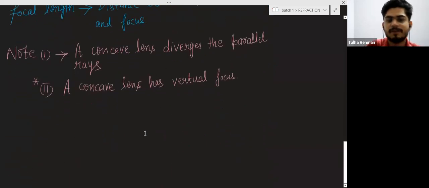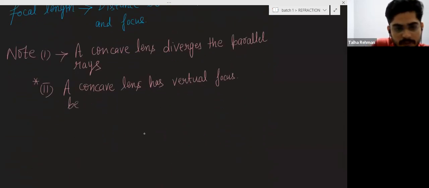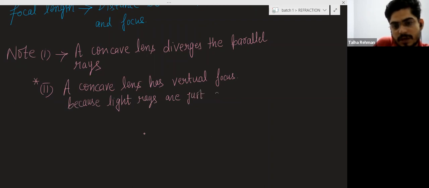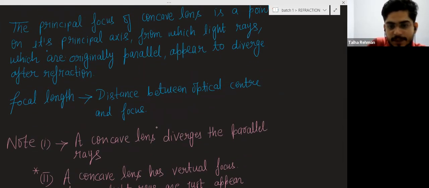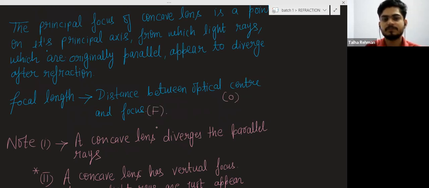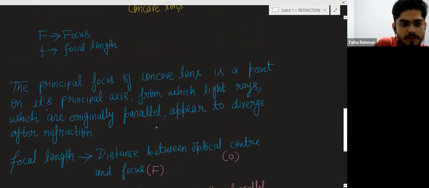So right here, a concave lens has a virtual focus because light rays just appear to meet at the focus. Focus means F. F is known as the focus. Focal length is the distance between the optical center and the focus. Optical center is represented by O and focus is represented by F. And this is the definition of principal focus.